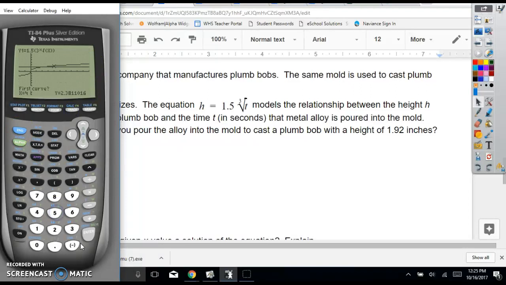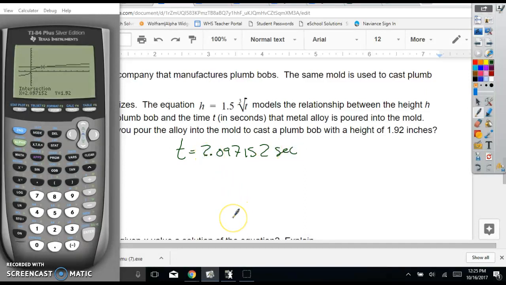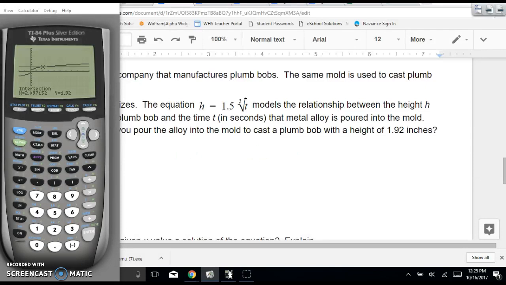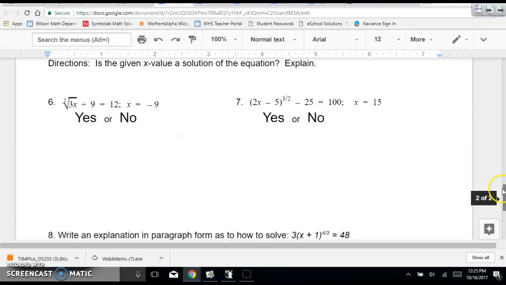Let's find our intersection. First curve, second curve, guess. So it will take a time of 2.097152 seconds. Okay? And that will give us a height of 1.92. That's all you have to do for this one. Now, moving on down.